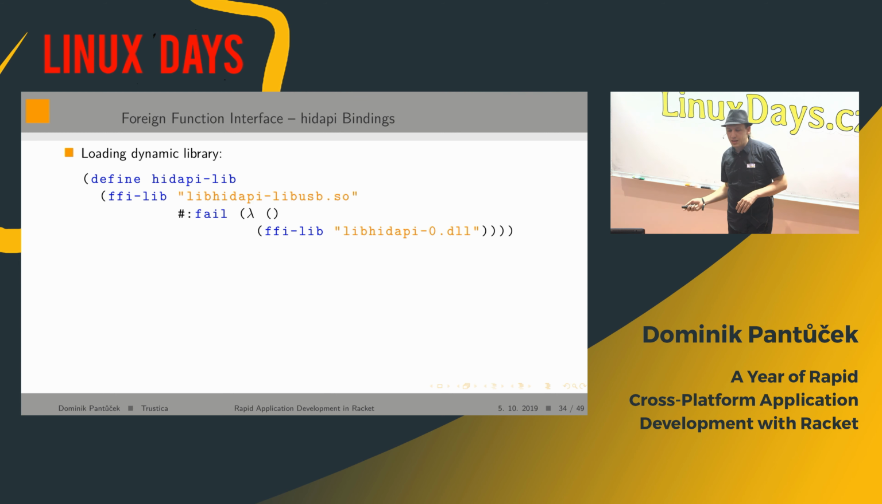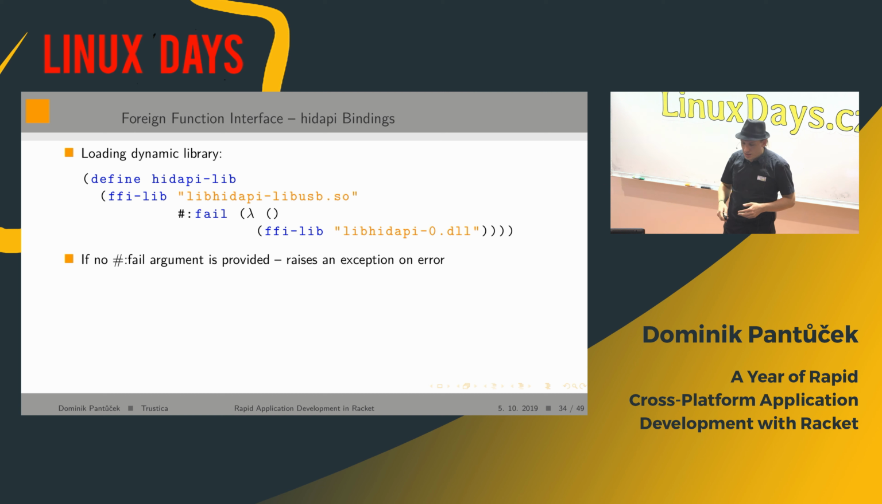So if you want to load a dynamic library, you just say ffi-lib and the name of the library. And then you can provide a fail keyword-based argument, which calls some function in case it fails. So here you can see how we load the HID API library on Linux and Windows. And it really works because the first call fails on Windows, but the second one succeeds. So we got a handle for the HID API library on both systems. Now, of course, if there's no fail and it fails, it raises an exception.